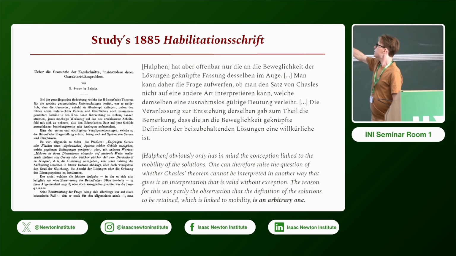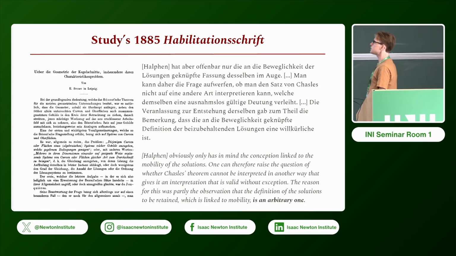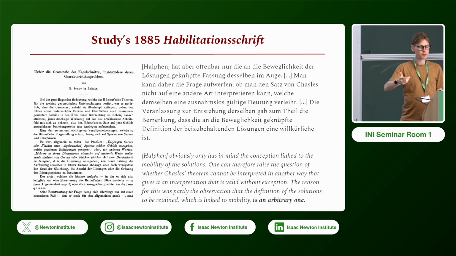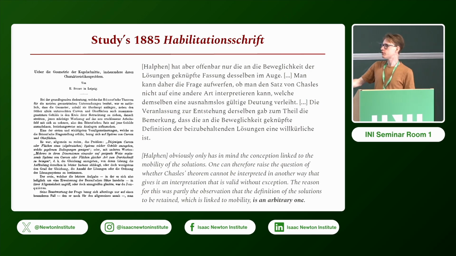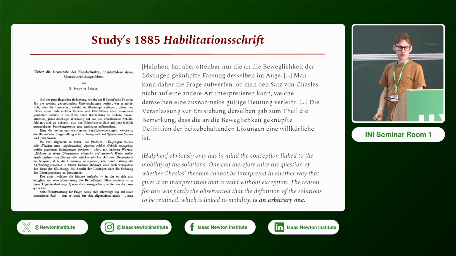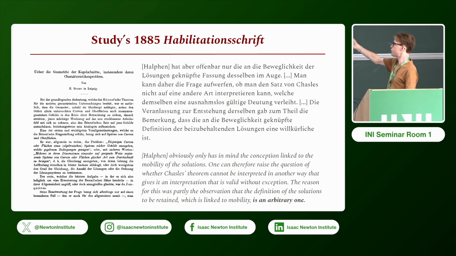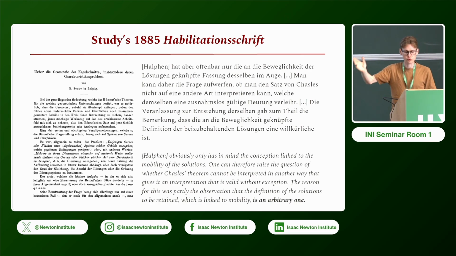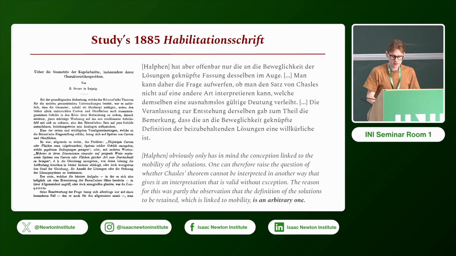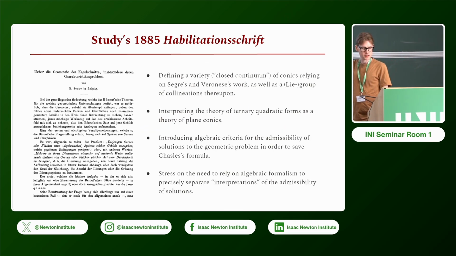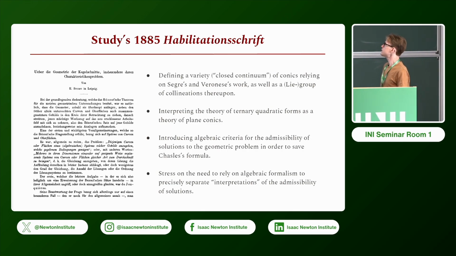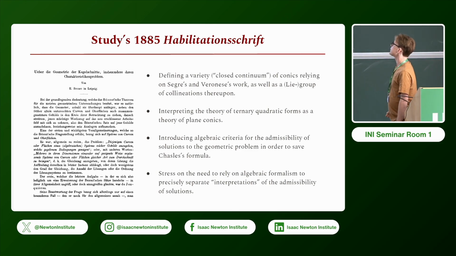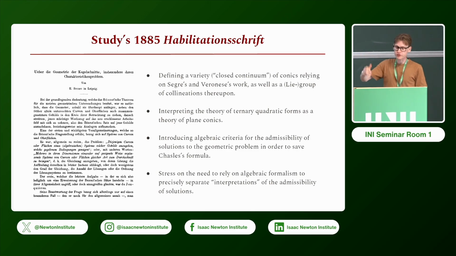here, in fact, Halphen's refutation is but one way of constructing a concept of solution on top of the solid bedrock that is the conic section. But in fact, there is another way of building such a conceptualization, such a concept of solution that would yield different answers. And so I will not get into that, but essentially that's what he does in his Habilitationsschrift. He explains how you can build a variety of conics and interpret it in a way that saves Chasles' formula.